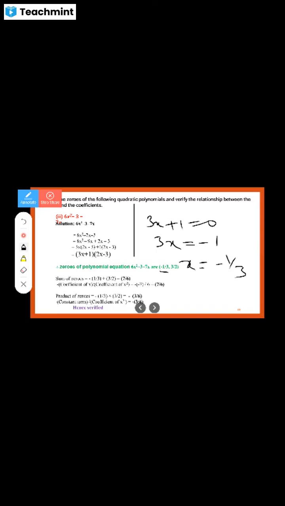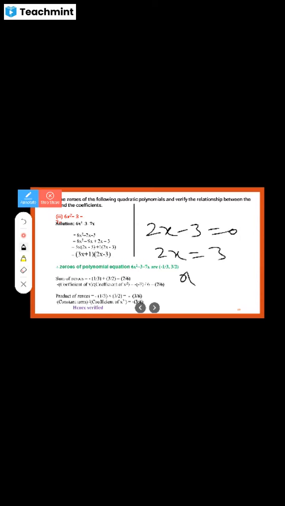And to take another zero, that is 2x minus 3 equal to 0. So 2x is equal to 3. So x is equal to 3 by 2 is another zero. Like that. Fine.